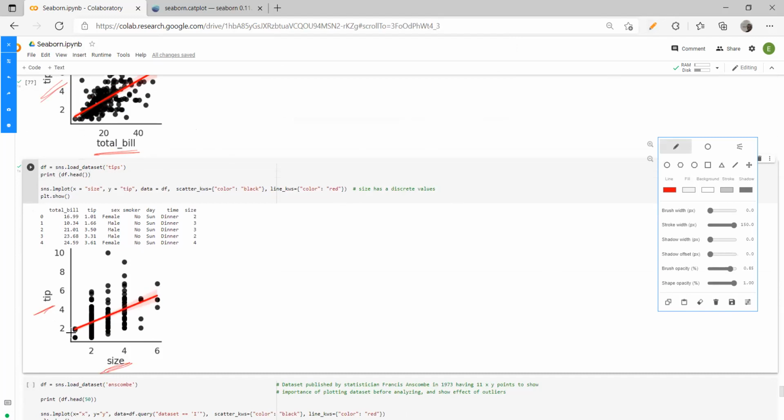Again, a bigger group size means a higher tip, but not always necessarily, right? Sometimes a group of 4 gives this much tip, and a group of 6 also gives this much tip. Not necessary. Why don't you see any points over here? Anyone? Why don't you see any points over here?